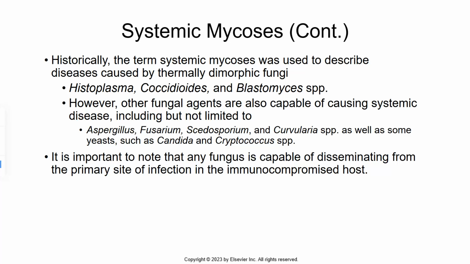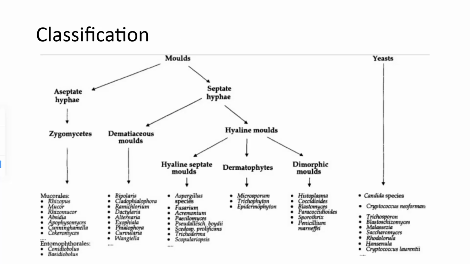However, other fungal agents are also capable of causing systemic disease, including but not limited to Aspergillus, Fusarium, Cladosporium, and Curvularia, as well as some yeasts such as Candida and Cryptococcus. All of those that were just listed are species we're going to talk about in this course. It is important to note that any fungus is capable of disseminating from the primary site of infection in the immunocompromised host. So here is a classification scheme that you can take a look at. You can pause the video and look at the different species that are represented.